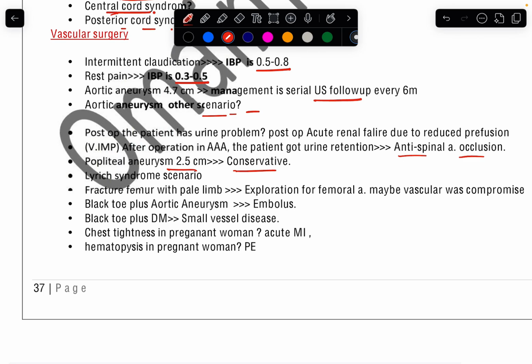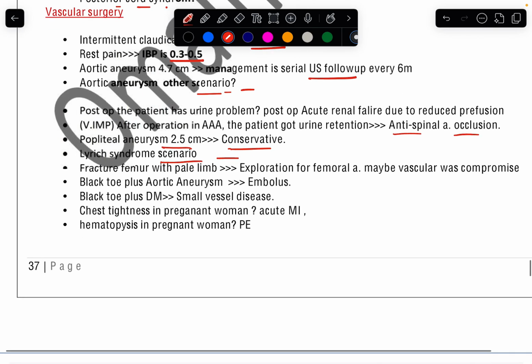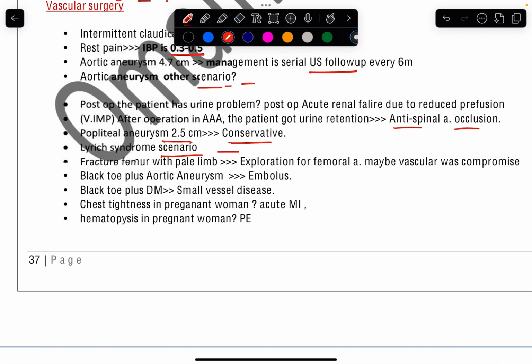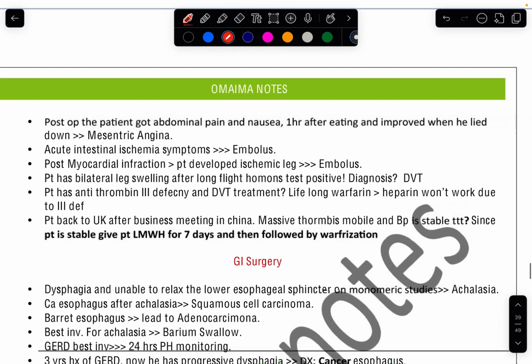Popliteal aneurysm 3.5, conservative. Leriche syndrome scenario: bilateral claudication with erectile dysfunction. Fracture femur with pale limb, explosion of the femoral, may be vascular compromise. Black toe plus aortic aneurysm is embolism, that is trash foot. Black toe, diabetes, small vessel disease. Tightness in chest, pregnant, acute myocardial infarction. Hemoptysis in pregnant, pulmonary embolism.